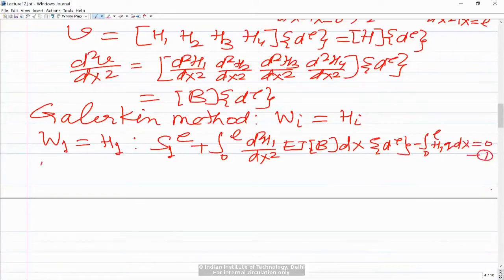Now similarly, we take w2 equal to h2. In the Galerkin method we are taking the weight functions as the coefficients of the unknowns in the approximate solution. The unknowns are v1, theta 1, v2, theta 2, so their coefficients are h1, h2, h3 and h4. So we are taking that.